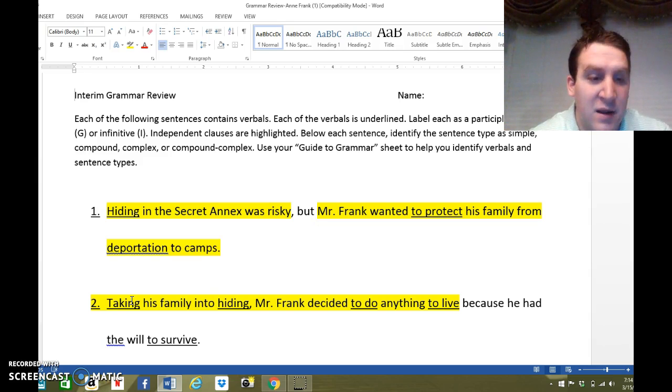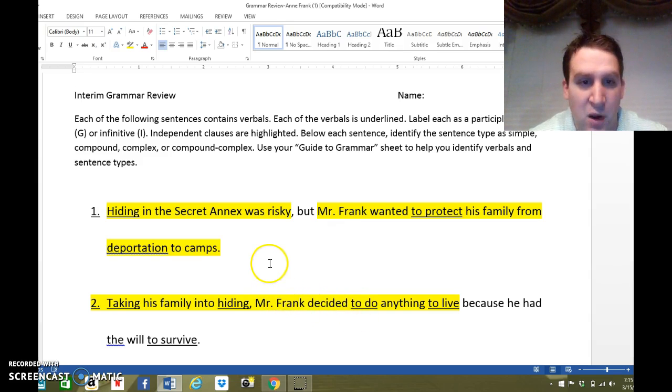So, based off of that, taking is a participle. And the reason why taking is a participle is that it basically describes Mr. Frank. It's telling you what he's doing within this sentence. The action that Mr. Frank is doing is taking, which makes it a participle because it's describing what he's doing in the sentence. It's not telling you that he is taking, but it's describing the actions that he is doing within the sentence. Decided would be the verb that goes with Mr. Frank.